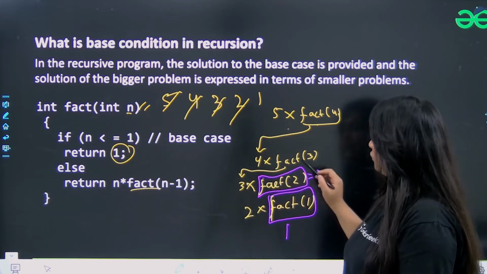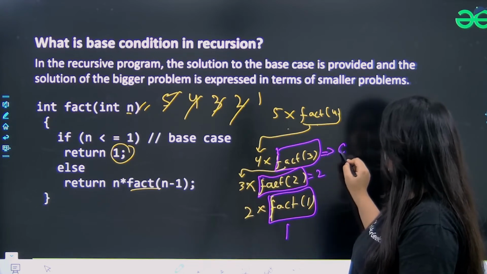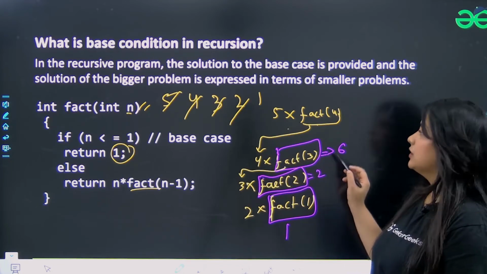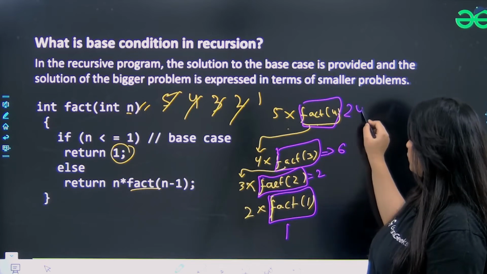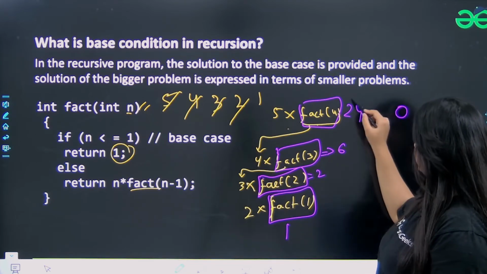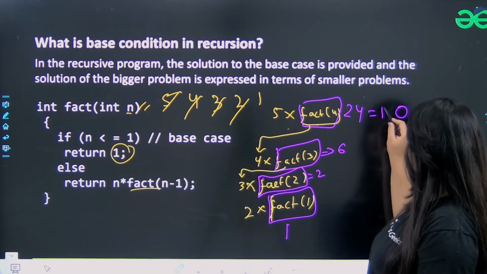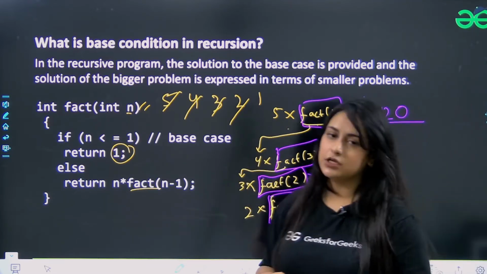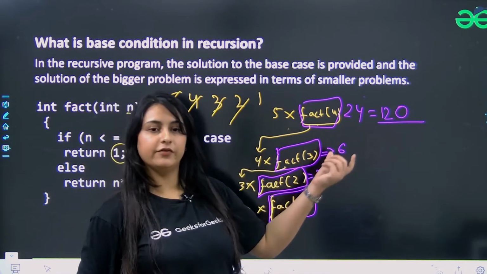So 3 into 2 is 6. The value of this function is 6. 4 into 6 is 24. So the value of this function is 24. And 5 into 24 is 120. So that's how we use our recursive approach to find the factorial of 5.